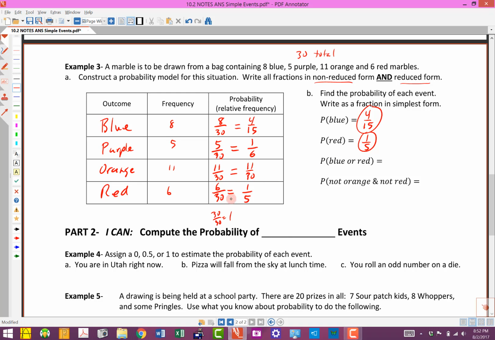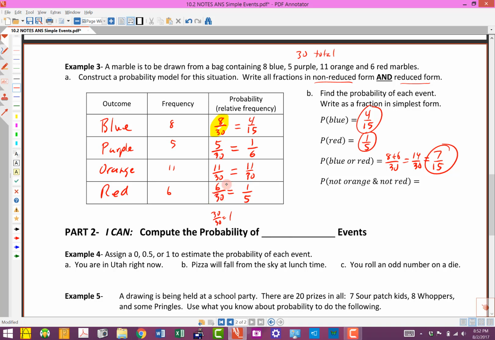Probability of blue or red. So either one is okay. So what we'd want to do is add those together, and you'll notice that it's way easier to add these two together right here, so let me highlight those two, than it would be to add the 4/15 and the 1/5. So let's add those together. We end up with altogether 8 plus 6 over 30. That's 14/30, and we're going to reduce that. 2 goes in here 7 times, and 2 goes in there 15 times. So we've got that one right there.